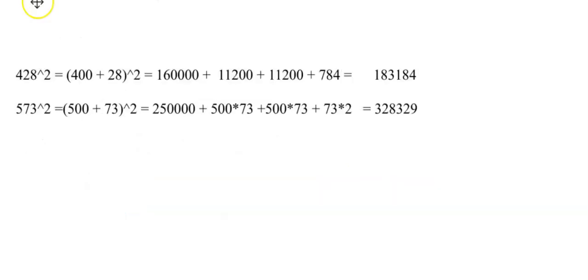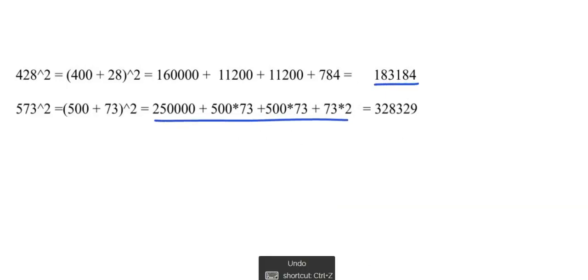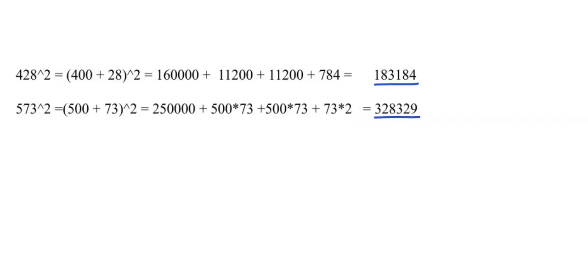573. Now, bearing in mind we shall be without a calculator, I've tried to set out a way of squaring these numbers which we might be able to use, and 428 squared turns out to be 183,184, which is a perfect square which has the required form. There we are. And this calculation here will give us 328,329, which is the other one.